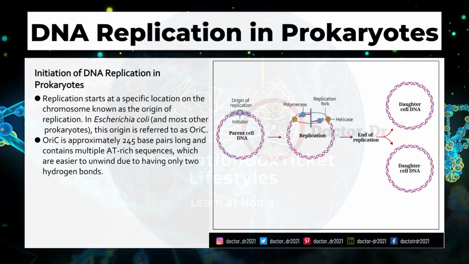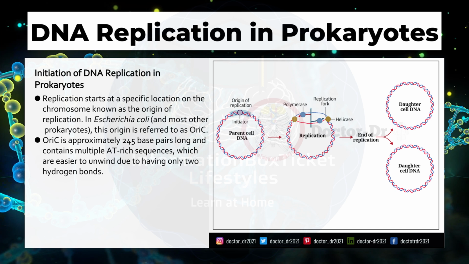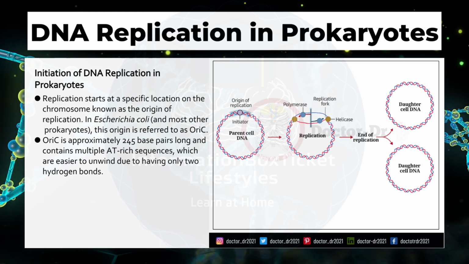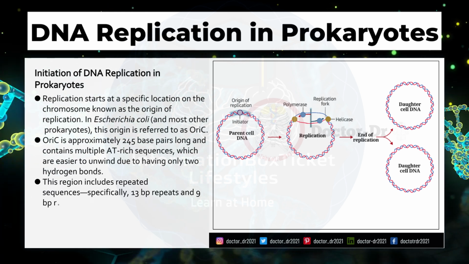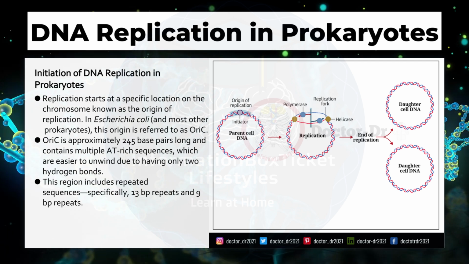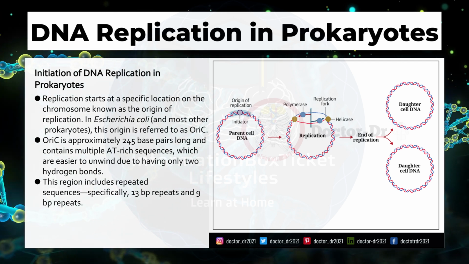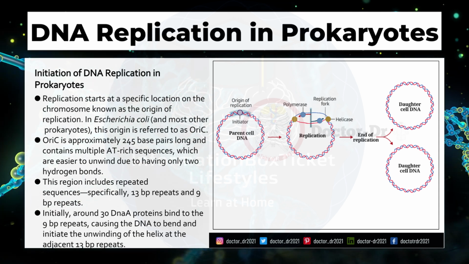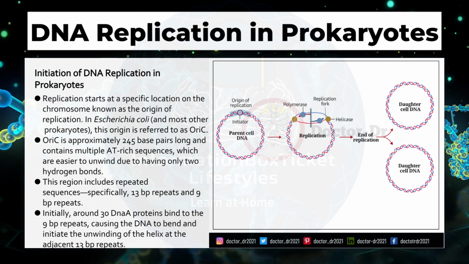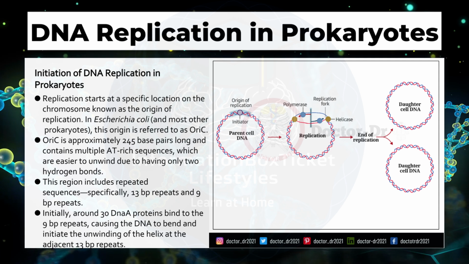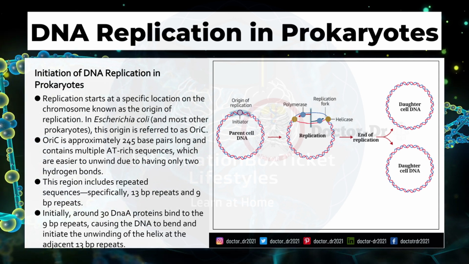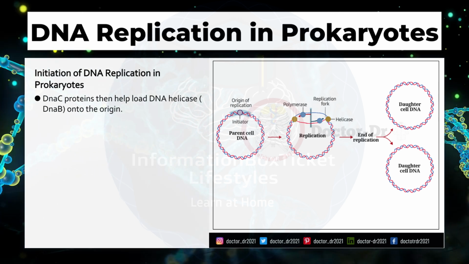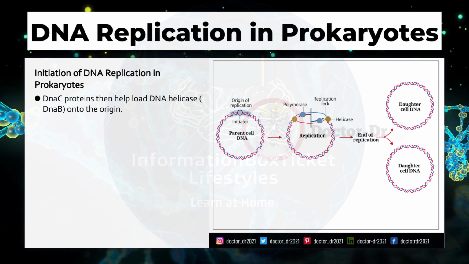OriC is approximately 245 base pairs long and contains multiple AT-rich sequences, which are easier to unwind due to having only 2 hydrogen bonds. This region includes repeated sequences, specifically 13 base pair repeats and 9 base pair repeats. Initially, around 30 DnaA proteins bind to the 9 base pair repeats, causing the DNA to bend and initiate the unwinding of the helix at the adjacent 13 base pair repeats. DnaC proteins then help load DNA helicase, DnaB, onto the origin.